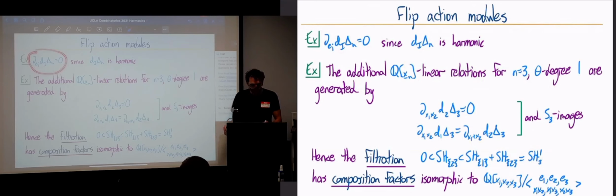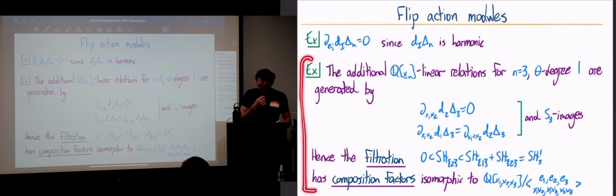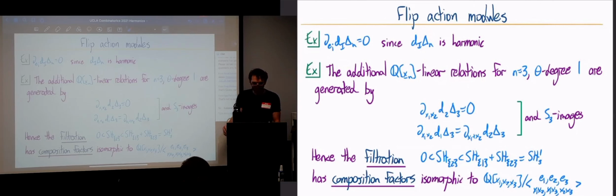And this actually says that the Q[x1 through xn] action descends to an action of the coinvariant algebra. I wanted to go through this example, which starts showing some of this combinatorics more. If we look just, for instance, at n equals 3 and theta degree 1, it turns out that the additional relations for this flip action are generated by these observations. Partial x1, x2 applied to d2 delta 3 works out to be 0. And partial x1, x2 applied to d1 delta 3 works out to be partial x1 plus x2 applied to d2 delta 3. None of this is at all obvious.